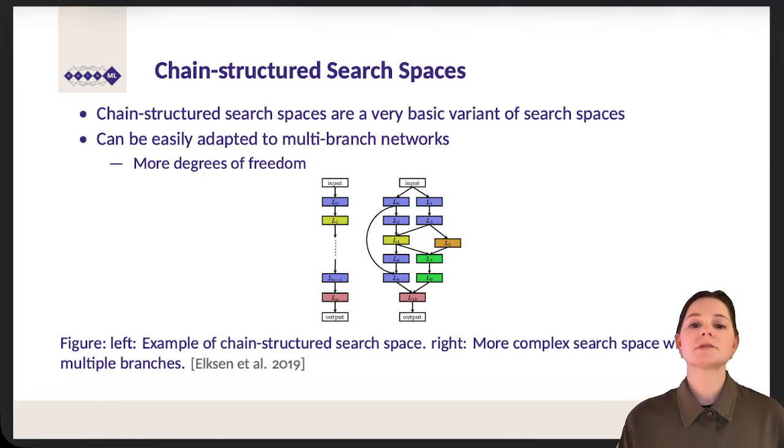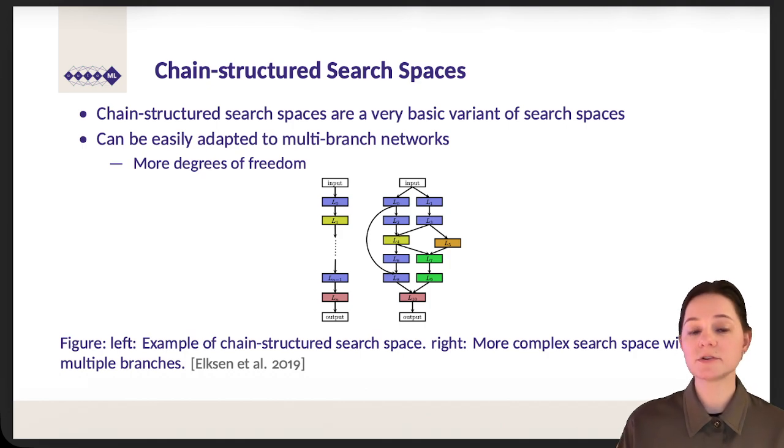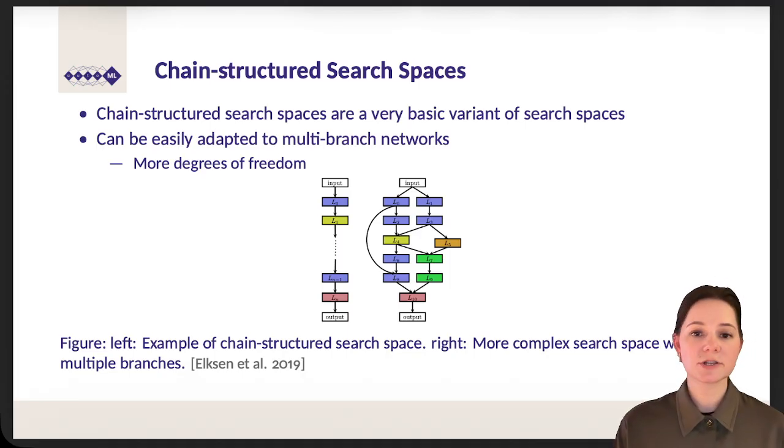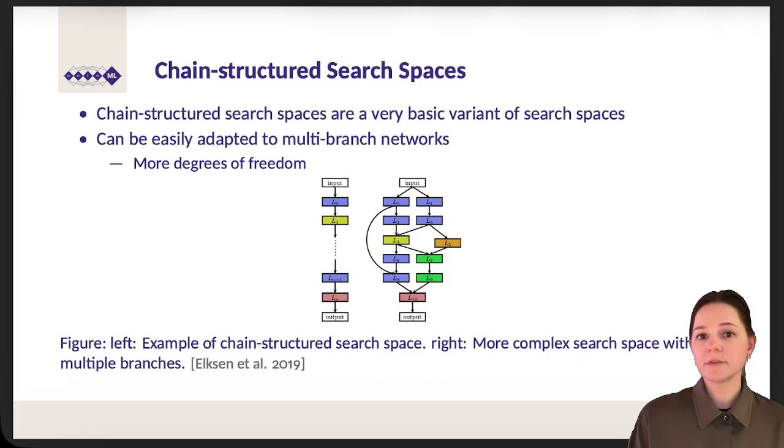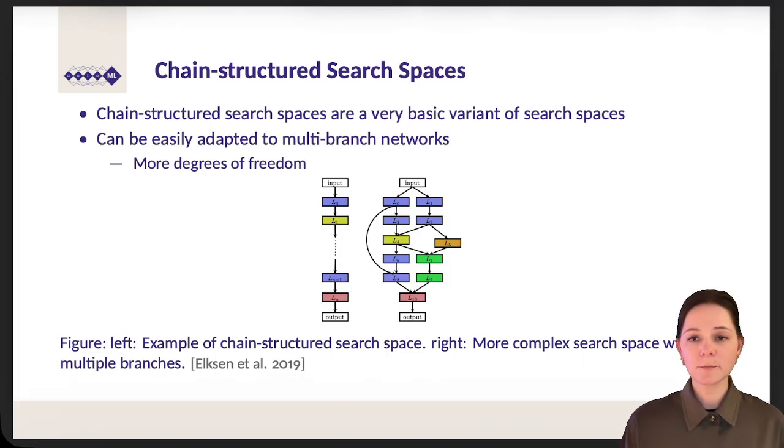So here we have two examples of chain-structured networks. On the left-hand side we can see a very simple chain structure. We have at the top the input, we have n layers, which can be 3x3 convolutions, any kind of convolution, a linear layer with some activation and a non-linearity, and at the bottom the output. They are sequential: the output from one layer is the input to another layer, in a very chain-structured manner, as the name already mentions.